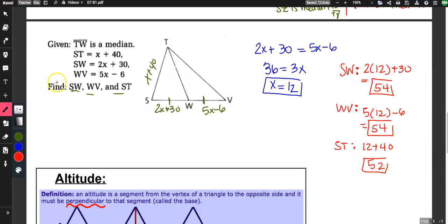All right, so here's my work. Set up the congruency equation here. Solve for x, got 12, and then I plugged it in. Even though I know SW and WV are congruent, I would still just plug your x value into both equations just to double check that you actually did this algebra correctly.